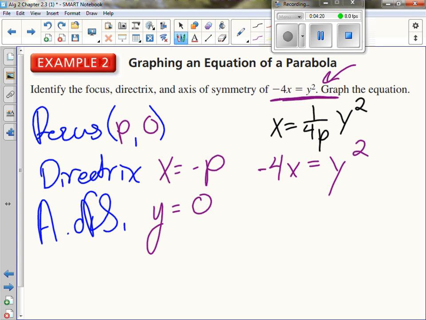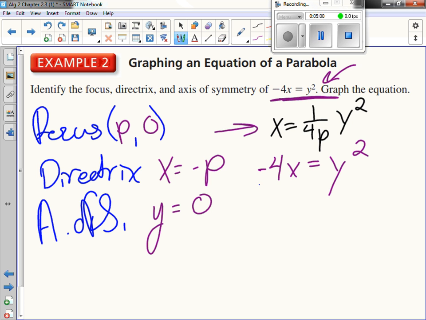Now if you notice in both of those general equations, the variable that doesn't have an exponent is by itself. X equals 1 over 4p y squared. The term with the y squared, the term with the exponent, has everything else with it. So x here in our general equation is by itself, yes? So what we're going to do is get it by itself. For all of these, we want to get the variable without an exponent by itself. So is it by itself? Well, no, we have negative 4x, yes? So we need to get it by itself.